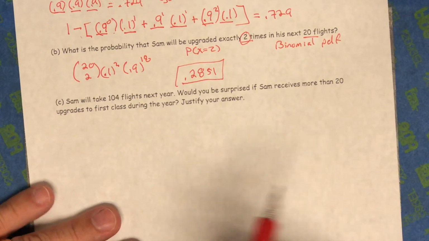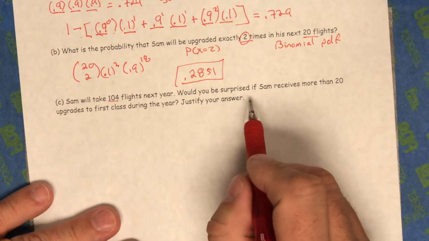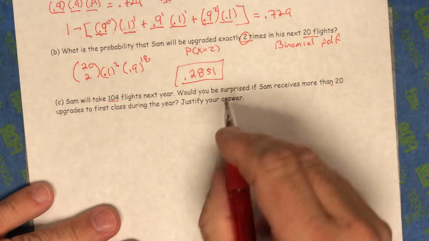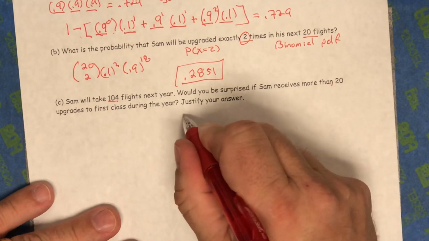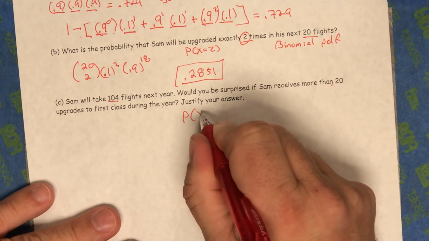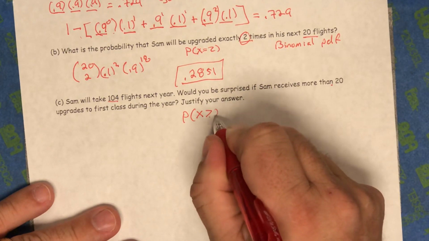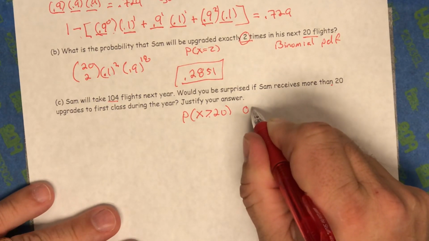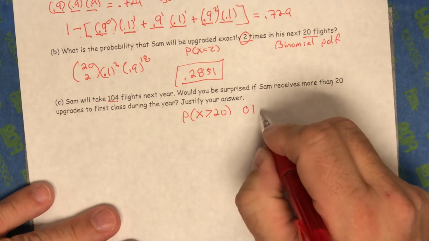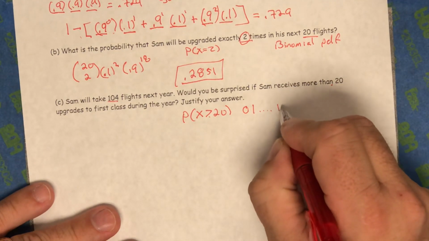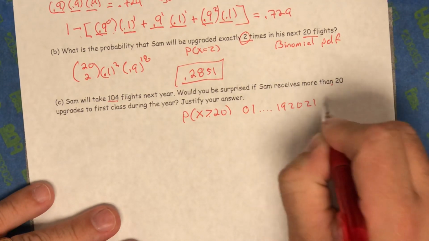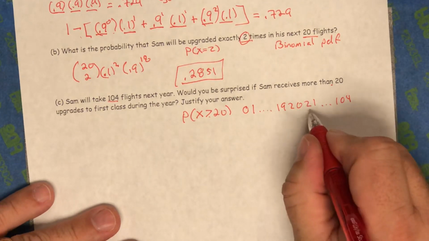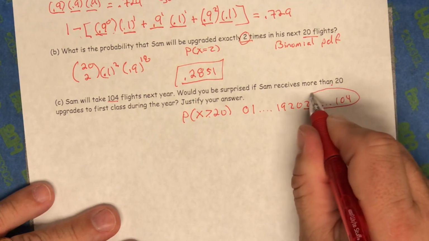It says Sam will take 104 flights over the year. Would you be surprised if Sam receives more than 20 upgrades? So let's go back. So we want to know the probability that X is greater than 20 because it said more. So I'm going to make my little number line. And with binomial, you can begin at 0. So 0, 1, then 19, 20, 21, all the way to 104. Well, we want more than 20, so this is what we want.